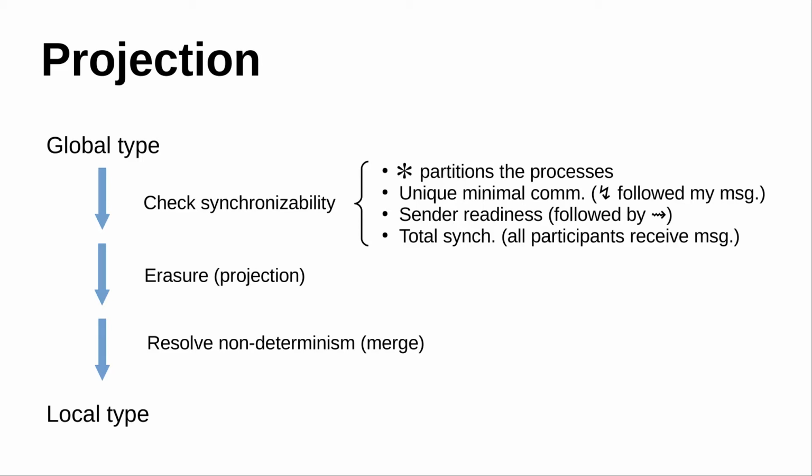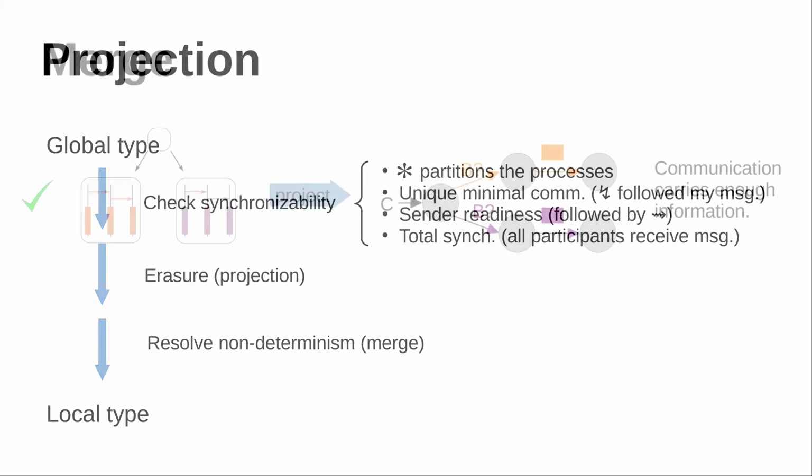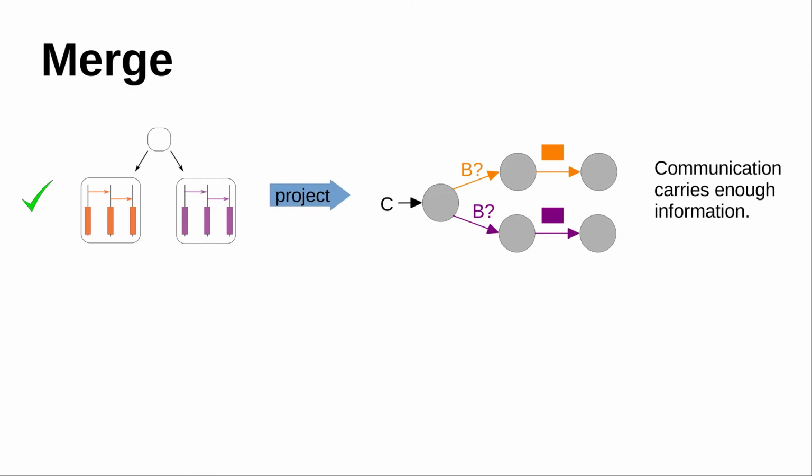The projection itself just keeps the actions of a specific process. But we have to be careful. The projection can introduce new behaviors. An operator called merge checks that the projection does not introduce any unwanted non-determinism. Merging checks that the messages carry enough information to disambiguate choices.